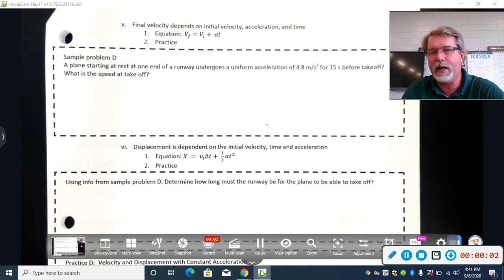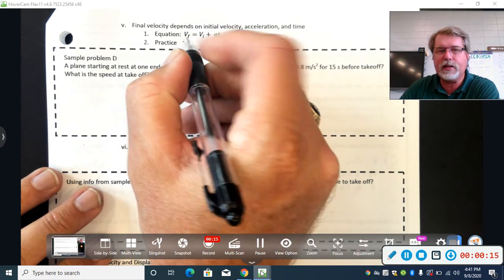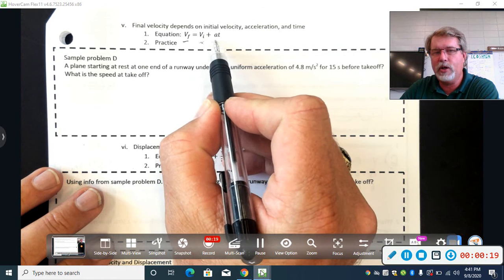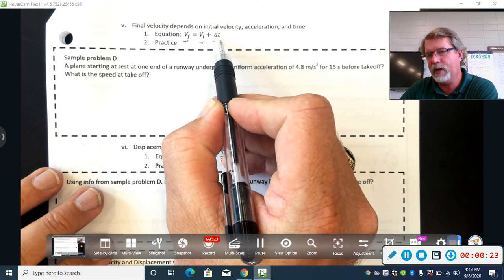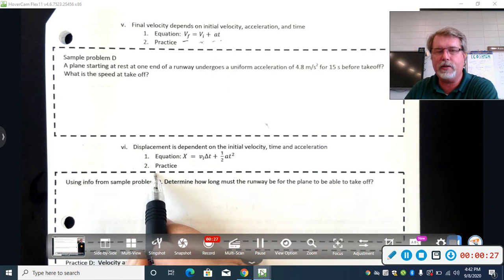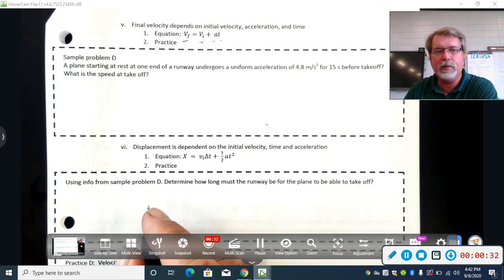Hi guys, welcome back. We're going to now look at some problems where we're solving for the final velocity given initial velocity, acceleration, and time. So when we look up here at our notes, we're saying, what is the final velocity if you have an initial velocity, you know the rate at which it's accelerating, and you know the time it takes for it to accelerate? Okay? So we have sample problem D, and then we'll go right into another sample problem. And from there, you should be able to complete practice D below.